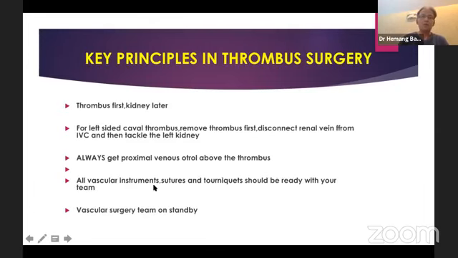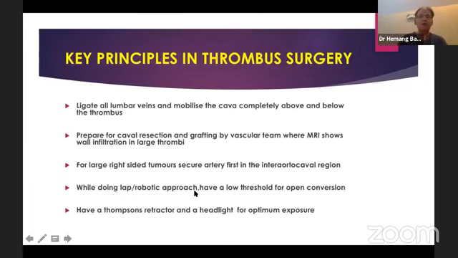And of course, all vascular instruments, sutures, tourniquet should be ready with your team. You should have a proper experienced team with you at all times. And a vascular surgery team on standby, for any bypass, for any grafting of the cava or patching of the vena cava, or just simple torrential bleeding. If it happens and you can't control it, always have the vascular surgery team on standby. The other points are to mobilize the cava completely above and below the level of the thrombus, because you don't want a back bleed from the lumbar. So all the lumbar veins should be secured. Prepare for caval resection and grafting by a vascular team, as I already showed.